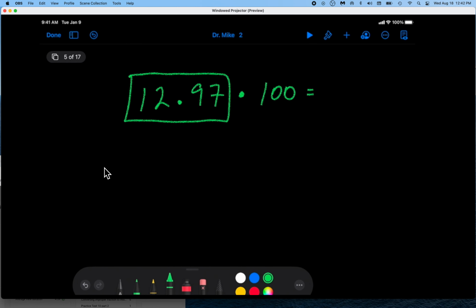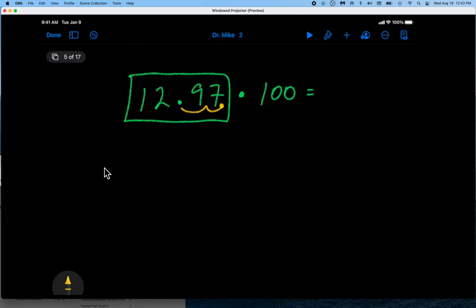So we are going to move it this way. 1, 2. Final answer. If you want to put an extra 0, you can. It's a freebie, you don't have to do that. Start it out with 12.97. We're multiplying by 100, it gets bigger.